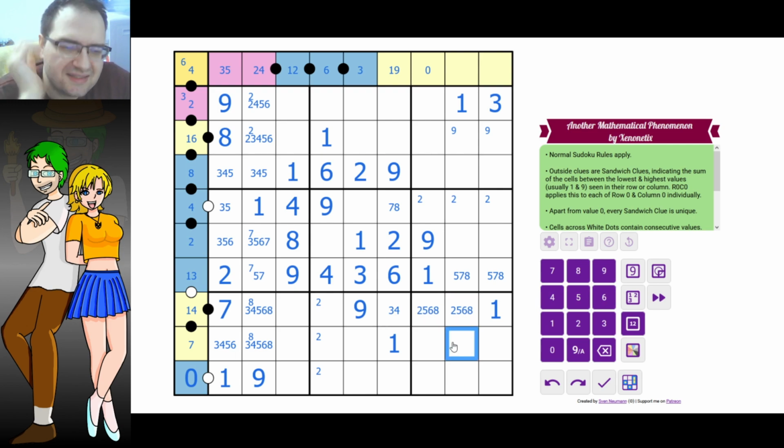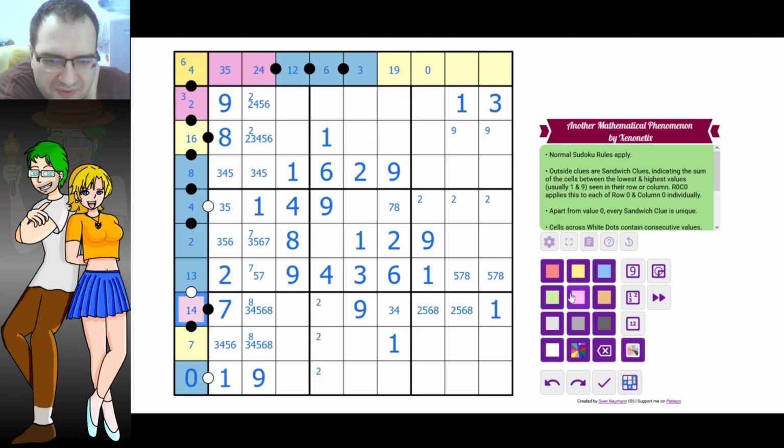So that's the possibilities. With 3, it's 5, 6, or if it's 4, it's 2, 8. Okay, that seems plausible. Make this purple. So 9 is still in one of these two. Oh, okay, yeah, makes sense.